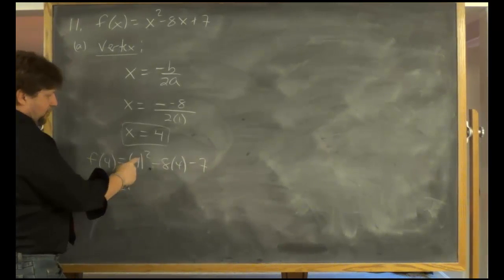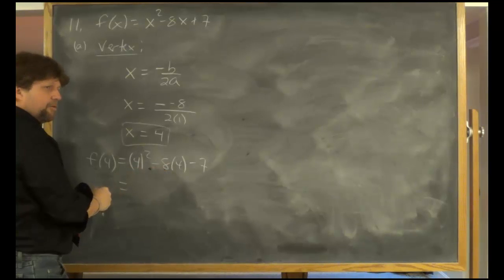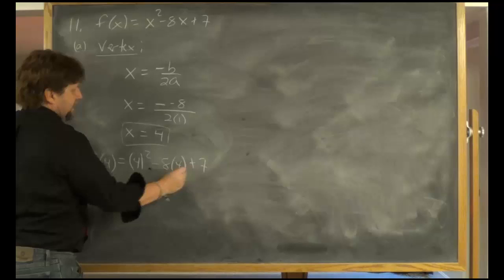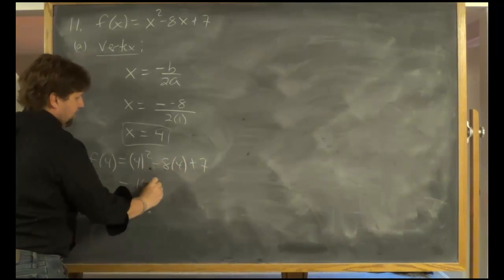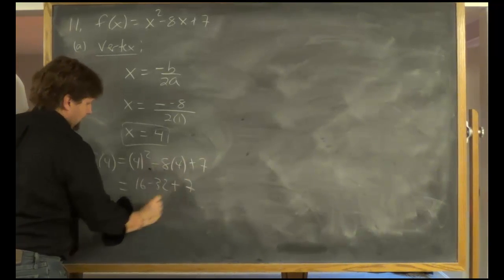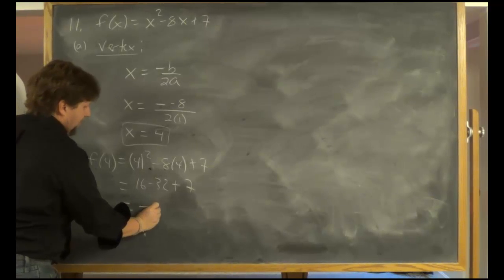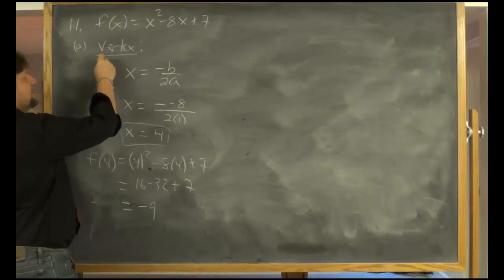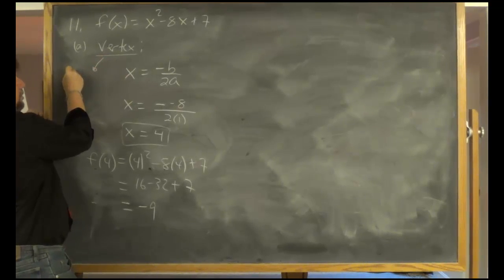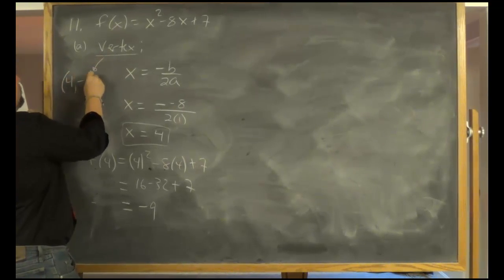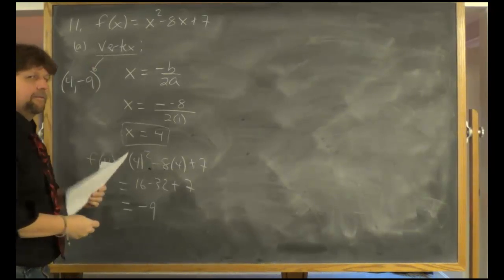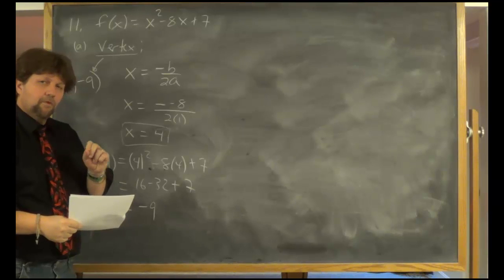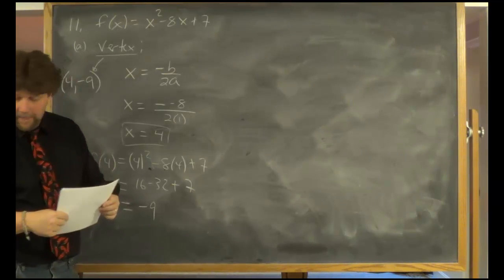And let's see, 4 squared is 16, 8 times 4 is 32. 16 minus 32 plus 7, it looks like we're going to get a y value of negative 9. So the vertex occurs at the point (4, -9). So that's your answer for part A. The vertex is the point (4, -9).